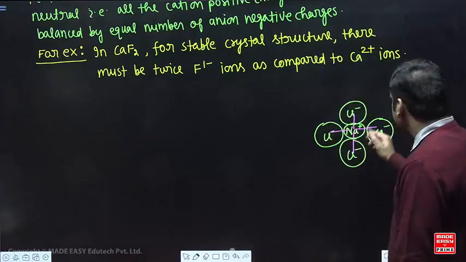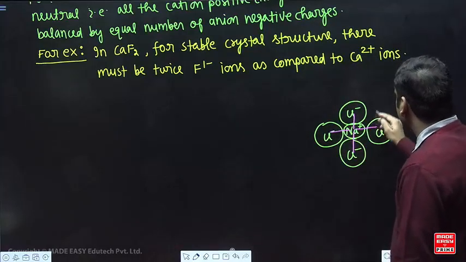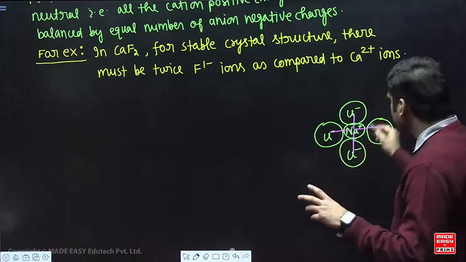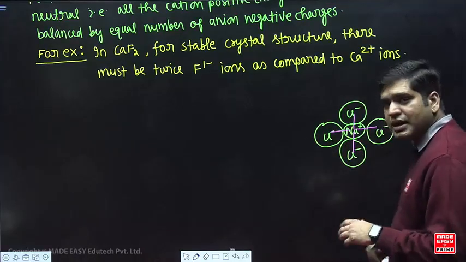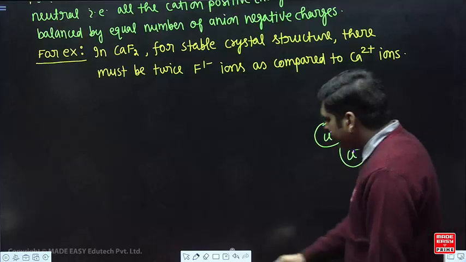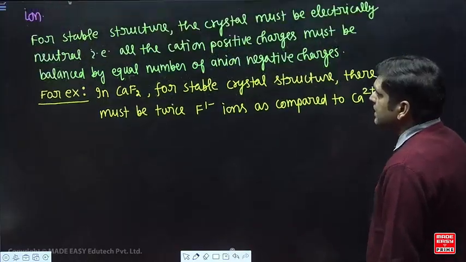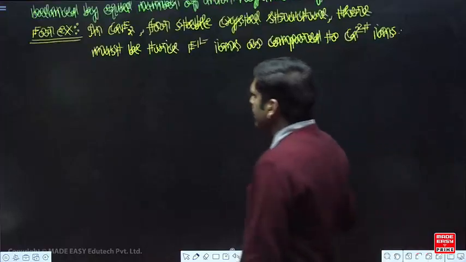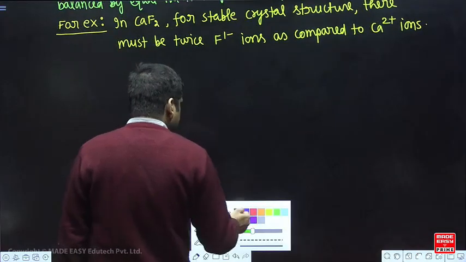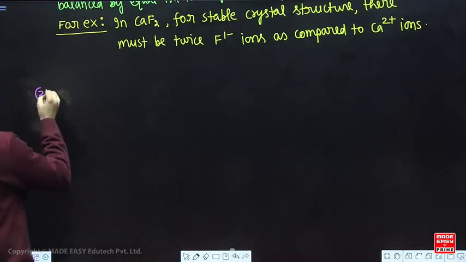Let us suppose this cation is very large and the anions are a little bit smaller. So a larger number of anions can surround it. So how many anions are surrounding a cation will depend upon their size. So the second criterion is the relative sizes of cations and anions.